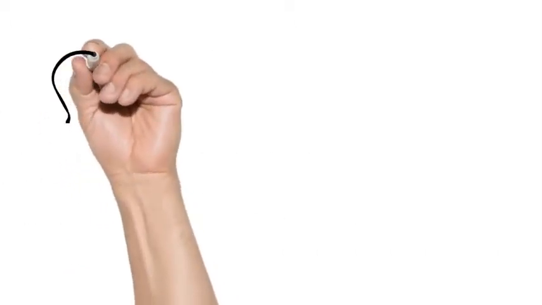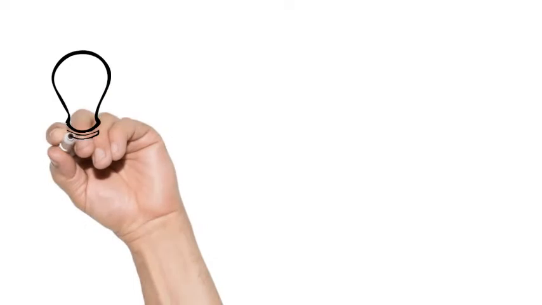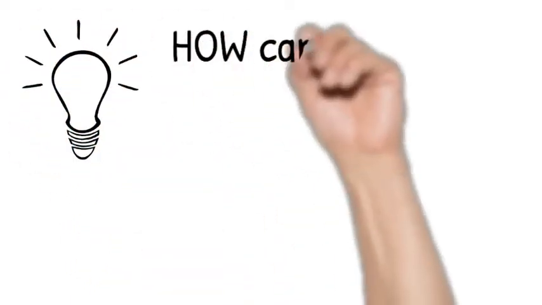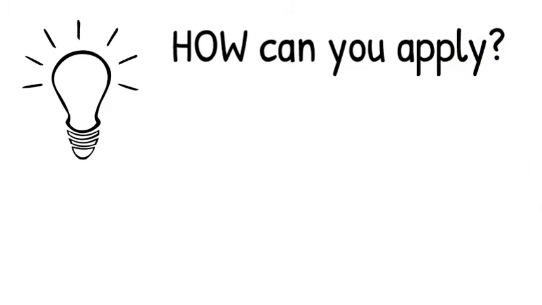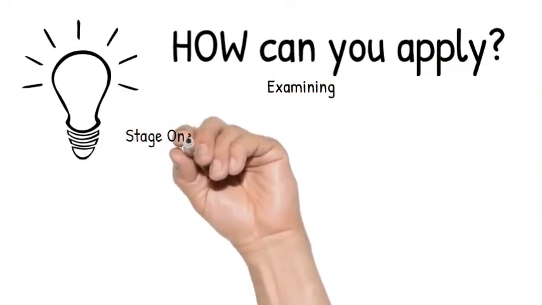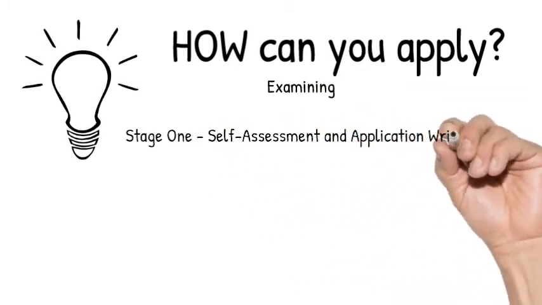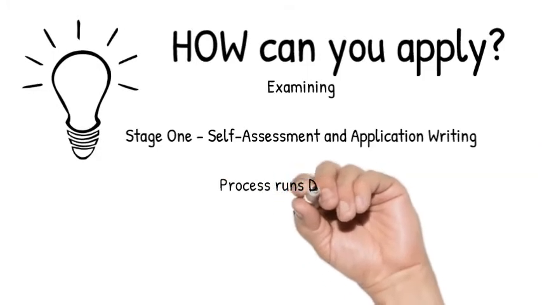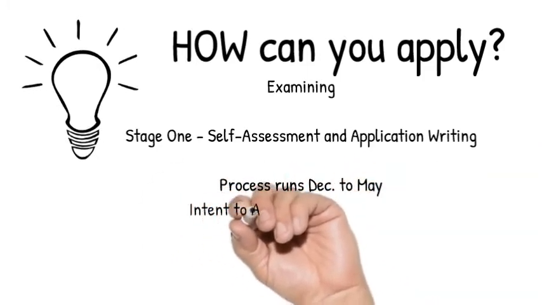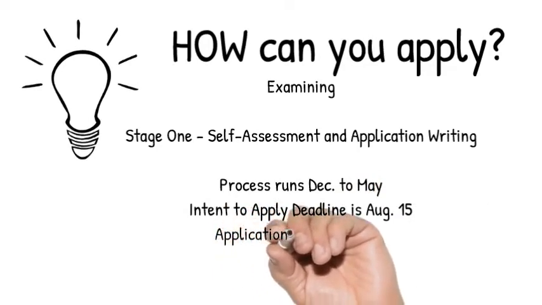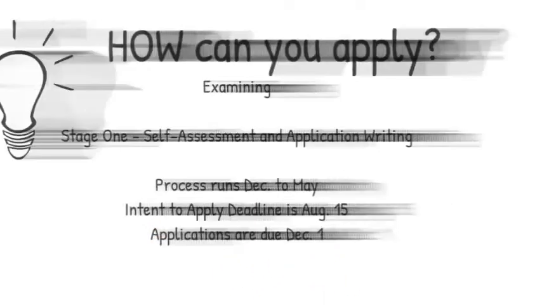The Full Award Program, Examining, is much more rigorous and provides a more thorough feedback report. The Full Award Program runs in 4 stages. Stage 1, Self-Assessment and Application Writing, is when you will focus on writing your organizational profile and 50-page application. When prepared, an Intent to Apply form needs to be filed with TPE. The deadline for submitting the Intent to Apply is August 15th. Full applications are due to TPE on December 1st.